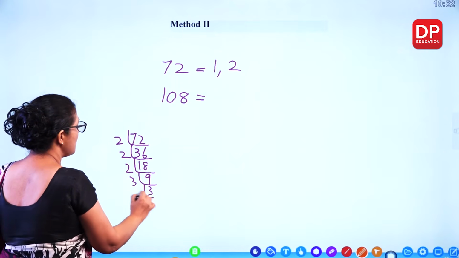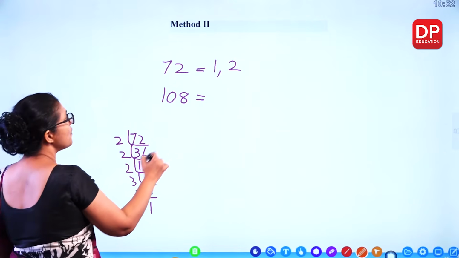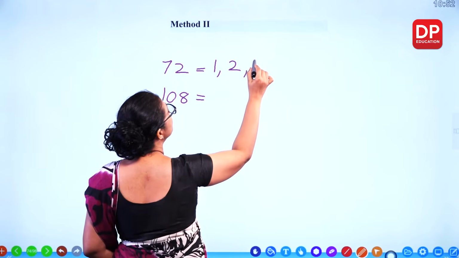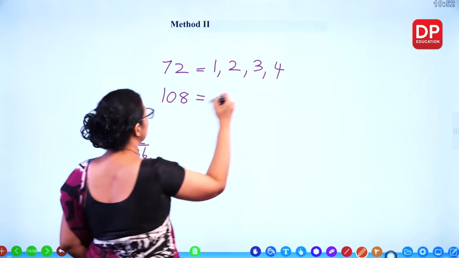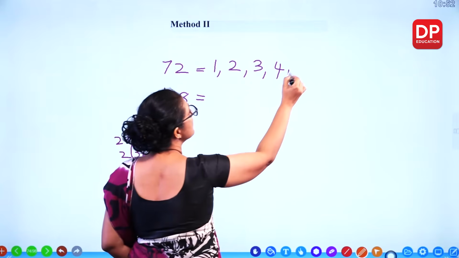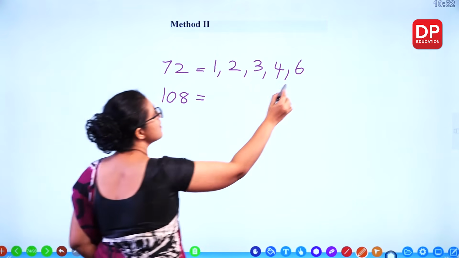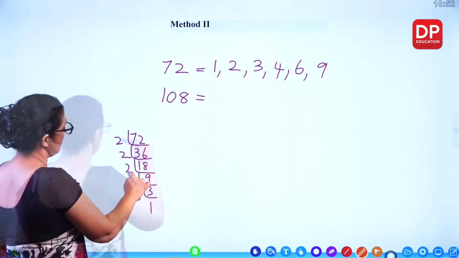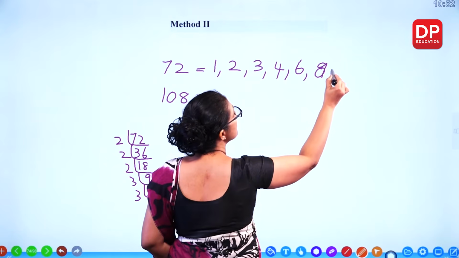9, 3 times 3, 1. So 1, 2, 3. Then 4, 6. What else? 9, 8. So we'll put 8 first. 9.